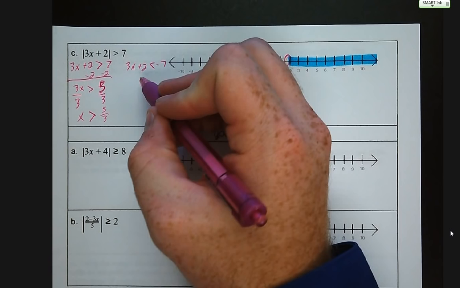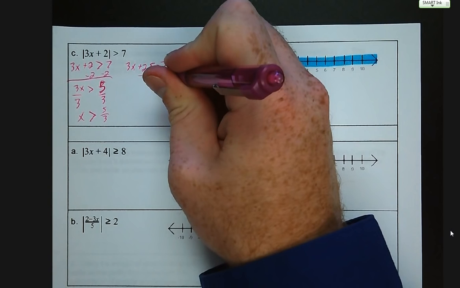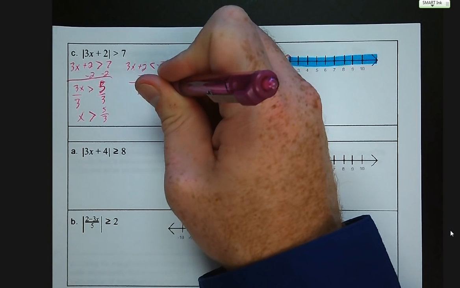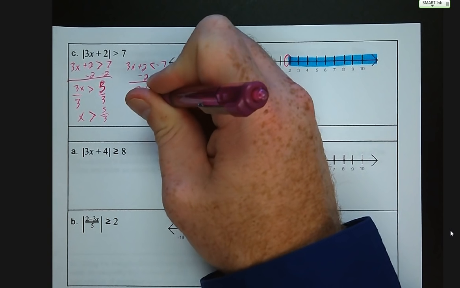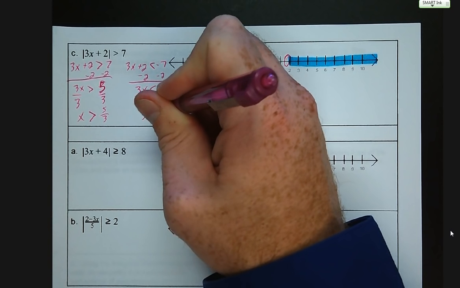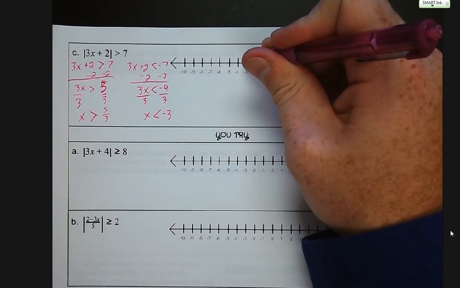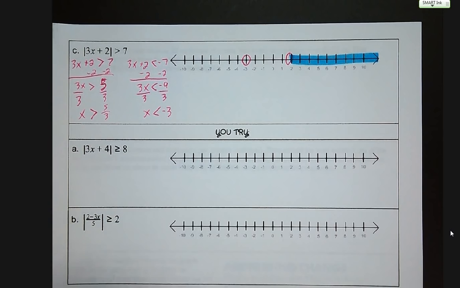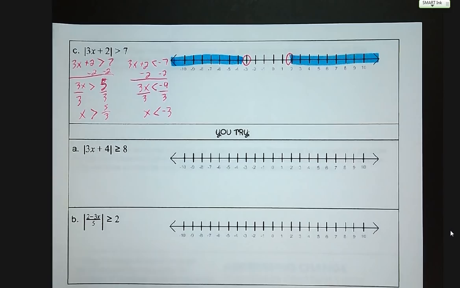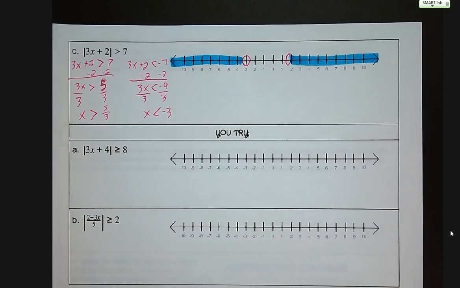The second part of it, subtract 2 from both sides. 3x is going to be less than negative 9. Divide both sides by 3. x is less than negative 3. So we have an open dot at negative 3. And we are shading to the left. Now, for these absolute value questions, each of your dots will be the same. So if one of them is an open dot, they're both going to be an open dot. If one's a closed dot, they're both a closed dot. All right, so why don't you guys try the next two, and then come back and we'll talk about them.